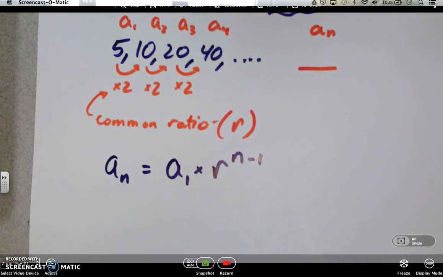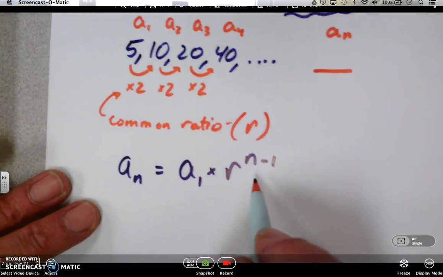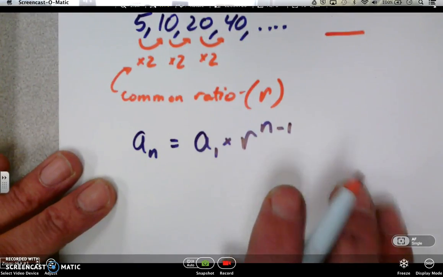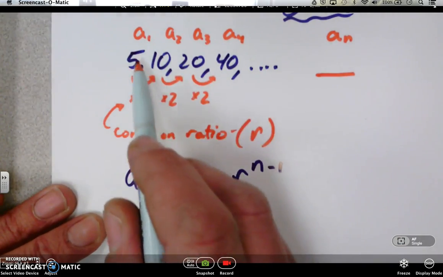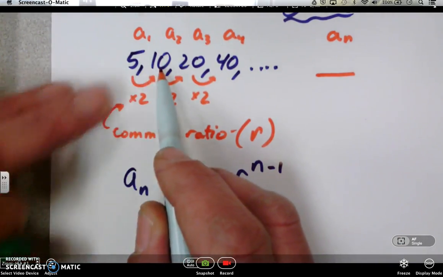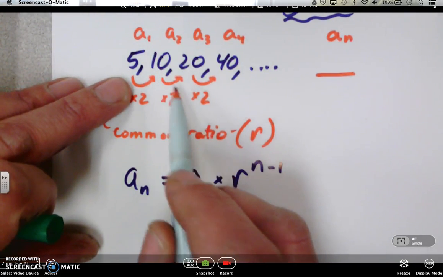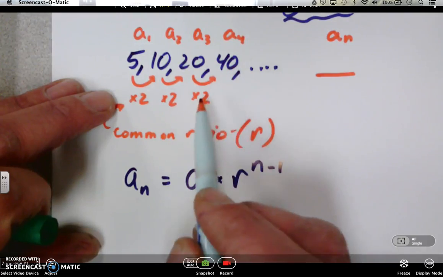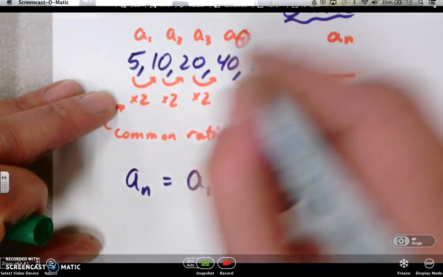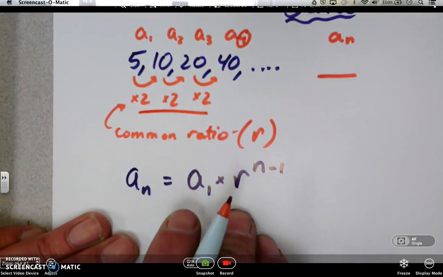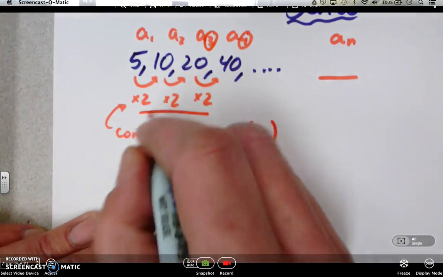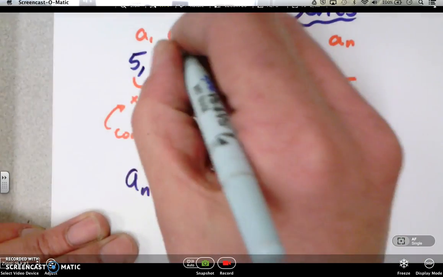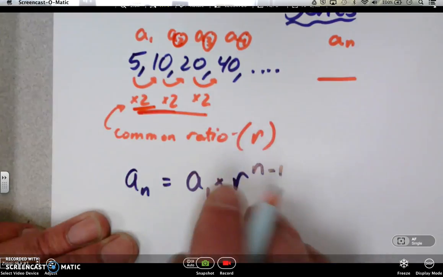So let me make sure this is clear. Let's go very clearly about this n minus 1 part, because that's critical. To get to the second one, you've multiplied by 2 one time. To get to the third, you've multiplied by 2 2 times. To get to the fourth, you've done it 3 times. So even though you're on the fourth one, you've only done it 3 times. When you're on the third one, you've only multiplied 2 times. When you're on the second one, you've only multiplied by it 1 time.